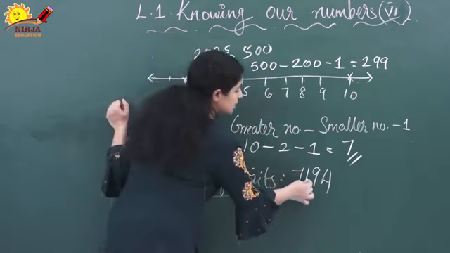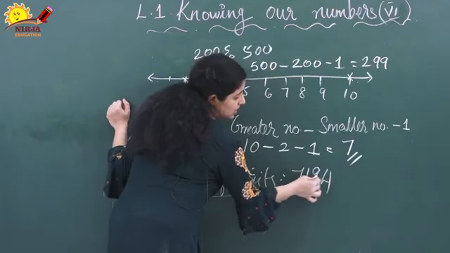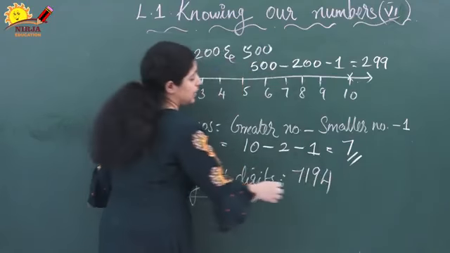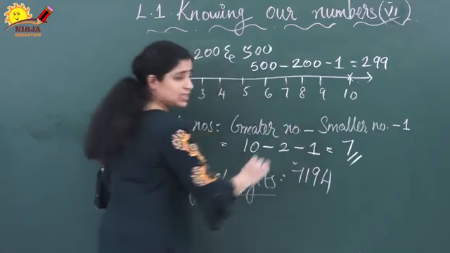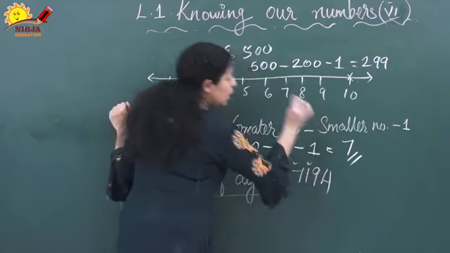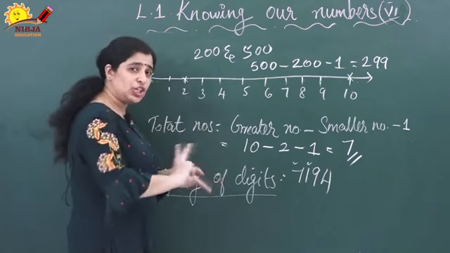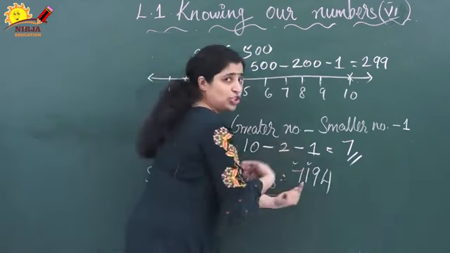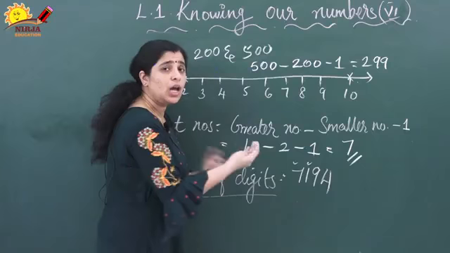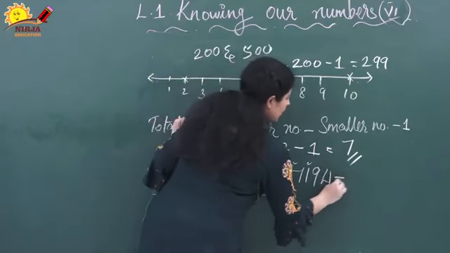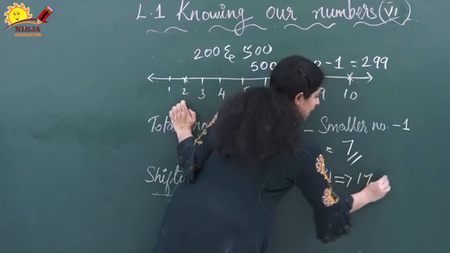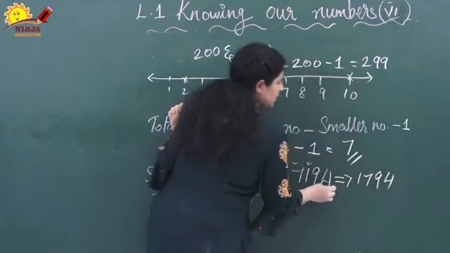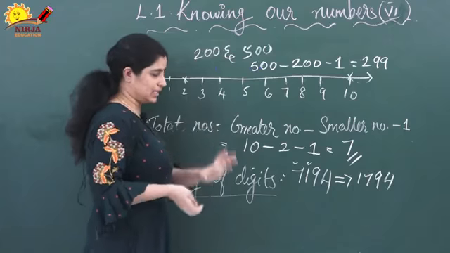Consider the digits in the thousands and hundreds place. Thousands place 1, 10, 100 and 1000. In the thousands place 7 is there and in the hundreds place 1 is there. So you can shift the digits. I am going to shift. Shift means changing the places. By shifting, what will you get? 1794. This number you have to keep as it is.